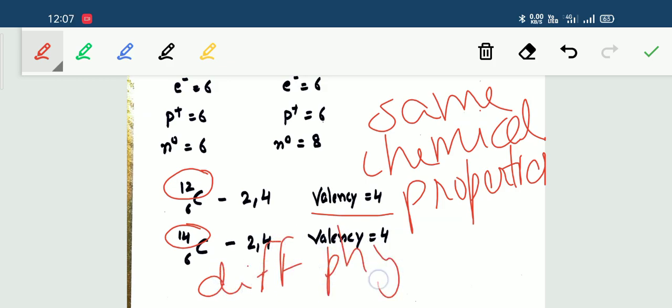So the question is, why do isotopes have the same chemical properties but different physical properties? The answer is simple. Chemical properties depend upon valence electrons, which are the same, hence valencies are the same for both isotopes. But physical properties depend upon masses, which are different for these two, hence they will have different physical properties.